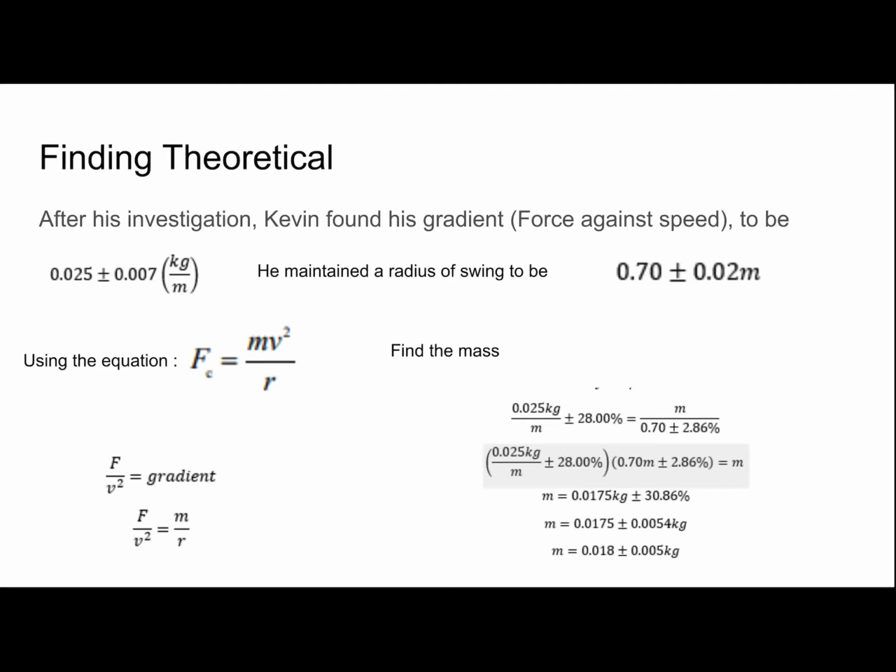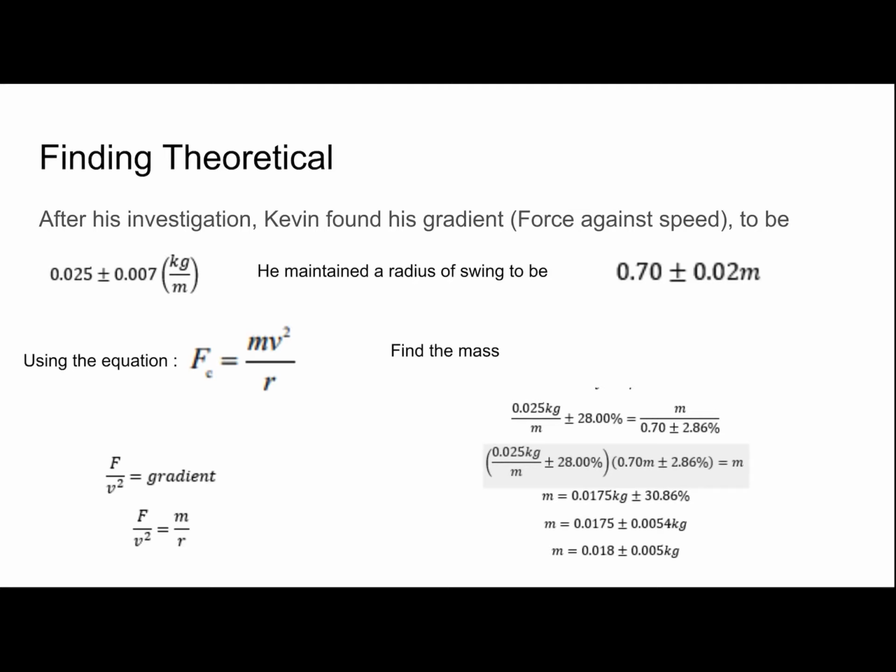So in this case, if we convert 0.007 to a percentage uncertainty, we'll get 28%. So that's 0.025 kg over m, plus or minus 28%. And if we convert 0.02 as a percentage uncertainty of 0.7, we'll get 0.70 plus or minus 2.86%. The reason I converted to a percentage uncertainty is because once I multiply both sides by r, I need to multiply an uncertainty by an uncertainty. When we multiply two uncertainties, we need to add the percentage uncertainties, okay?